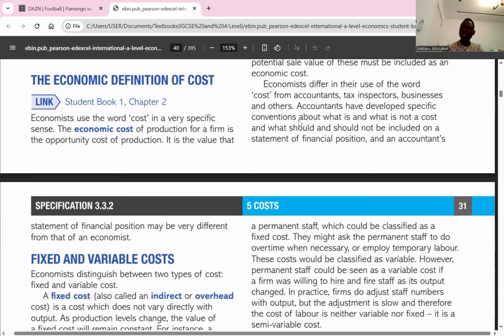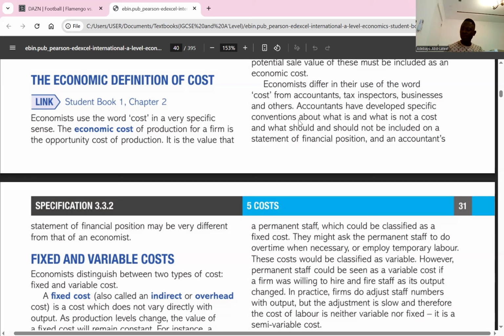This is the value that could have been generated by the resources being employed in their next best use. So we call it economic cost of production or opportunity cost or imputed cost. These costs, we might not see them, but they are part of our decision-making process. Whatever we do might not be in cash, but those things will reflect on our output at the end of the day. So that's why we call them imputed cost.